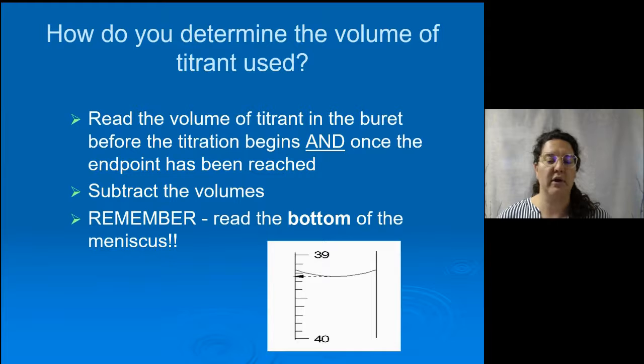When we're reading the volume of titrant on the burette, we want to read this volume before we've reached the end point, like before we begin, and then once the end point has been reached. We're going to subtract the difference between those volumes to get our total amount of titrant used. And again, we want to read the bottom of the meniscus for our starting and finishing volume.